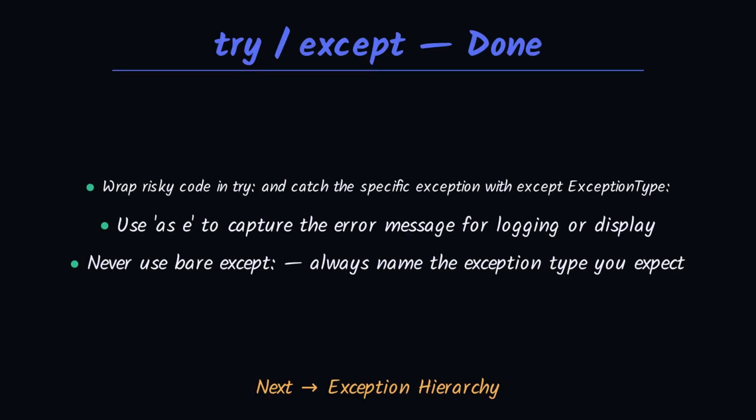You now know how to stop a crash before it reaches your user. But there are dozens of exception types in Python, and they form a family tree. In the next episode you will see how that tree works and why catching a parent class catches all its children.